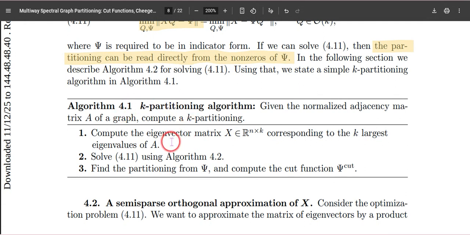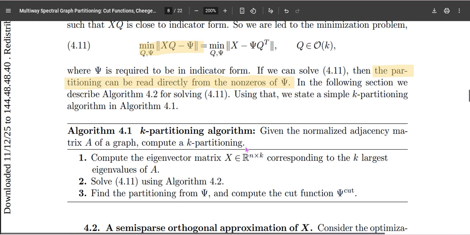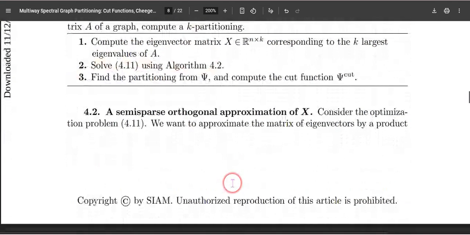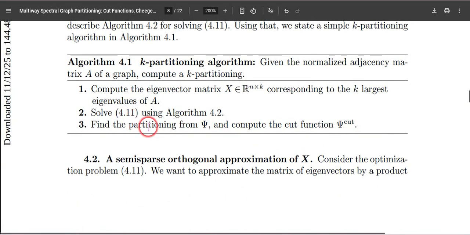So we try to find the eigenmatrix X and the corresponding largest eigenvalues of A. And once we find the Q matrix for which we can formulate this indicator form, with the indicator form matrix formulated using algorithm 4.2, which is the contribution from this paper, then we can find the cut functions as defined in algorithm 3.1.